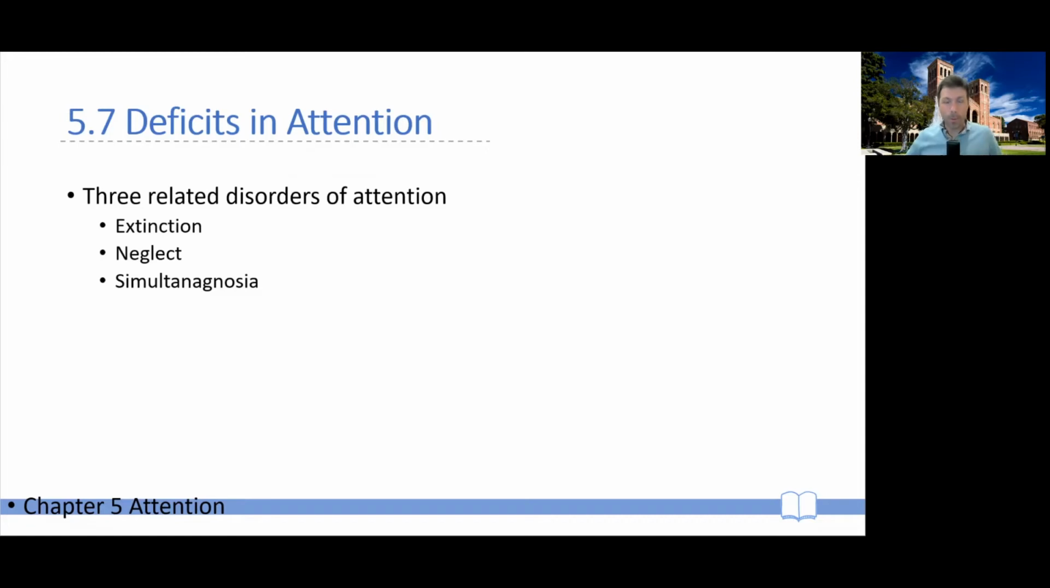Okay, so now that we spoke about mechanisms of attention in the healthy brain, I want to spend the remainder of this lesson looking at deficits of attention. And I want to cover 3 deficits of attention in particular: extinction, neglect, and simultanagnosia.